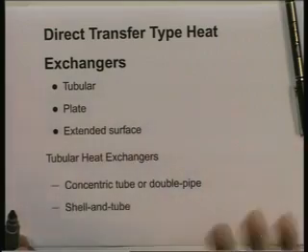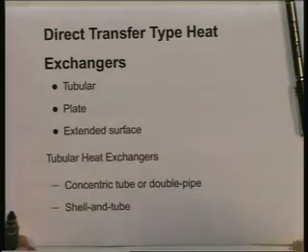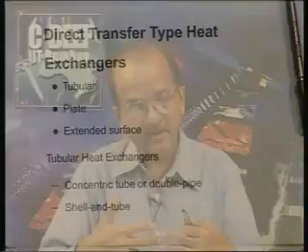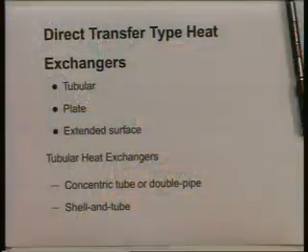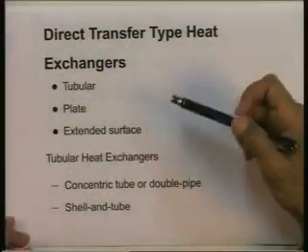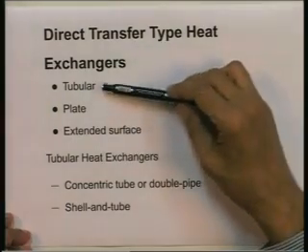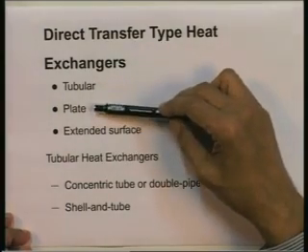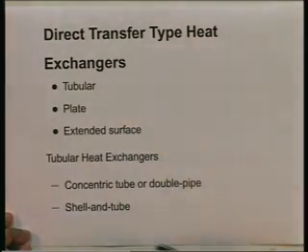That means they follow the basic definition that we gave earlier. Both fluids are flowing simultaneously through the device. There is some wall separating the fluids. Heat transfer is taking place across that separating wall or walls. So, that definition is satisfied, but depending on the shapes that we use, we give these names. We call direct transfer types as tubular heat exchangers, plate heat exchangers, or extended surface heat exchangers. Now, let us look at each of these.